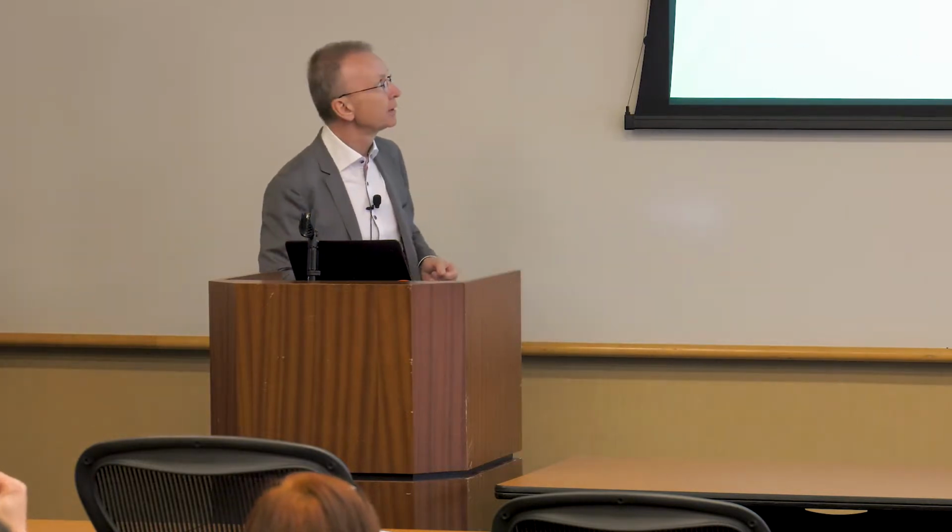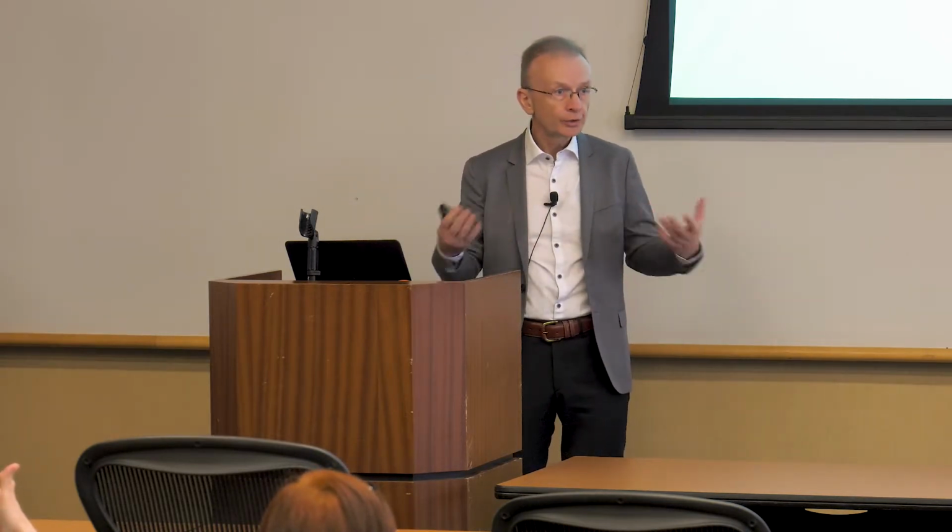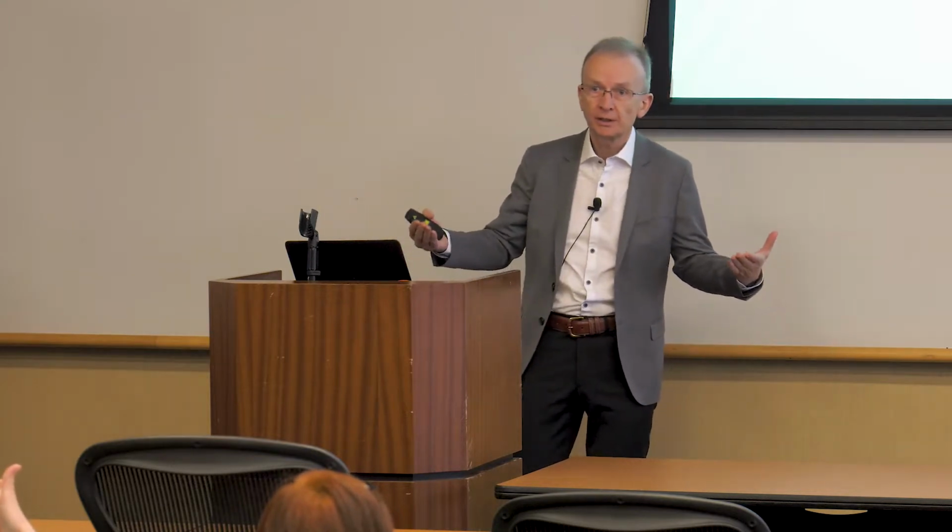The first step in this method is just look at the domain analysis. So this is mostly a collecting of the information activity. We are just collecting the business drivers, the value proposition, the value stream, the business functions, we would be happy actually to use one of these methods here. All of the workflows, constraints, also known issues from whatever the business processes currently are working, because a lot of this is improvement of existing business processes, and the quality attributes. So this is the first step.